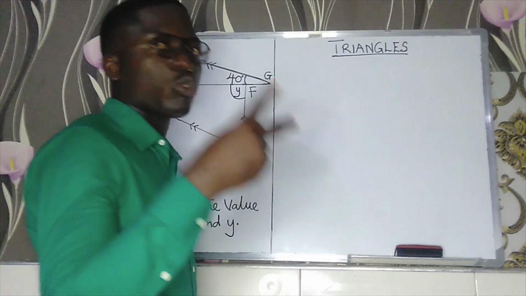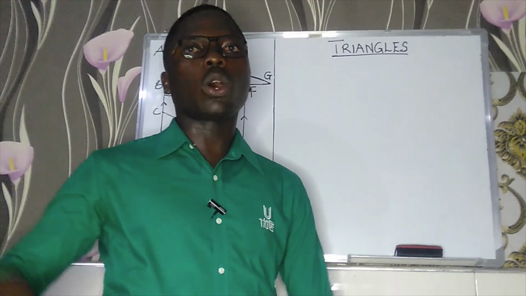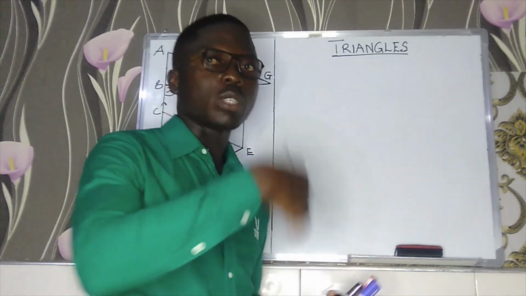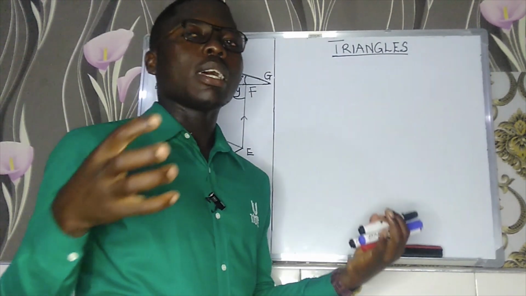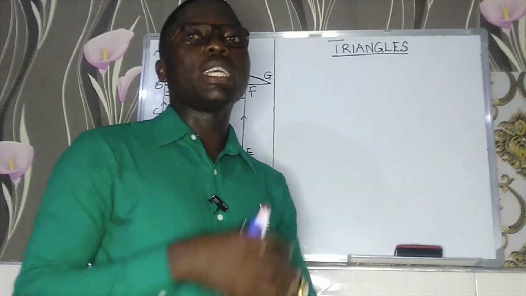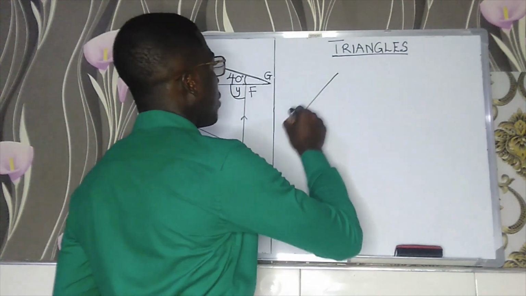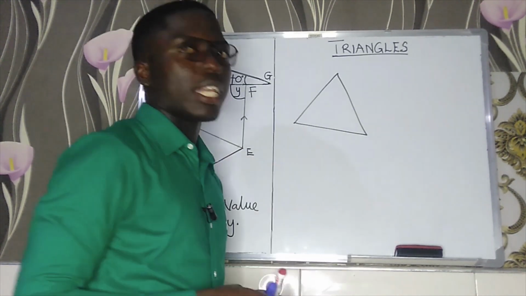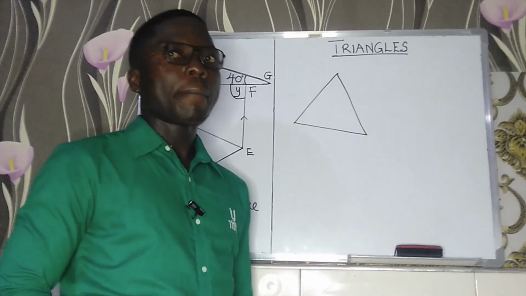Now, we have two major properties of triangles which cut across all the types of triangles. But before we go into the properties of triangles, what are triangles? We all know triangles are closed plane figures which are bounded by three sides. So whenever you see a closed plane figure of this sort, where all ends are closed and it has three sides, then we say this is a triangle.